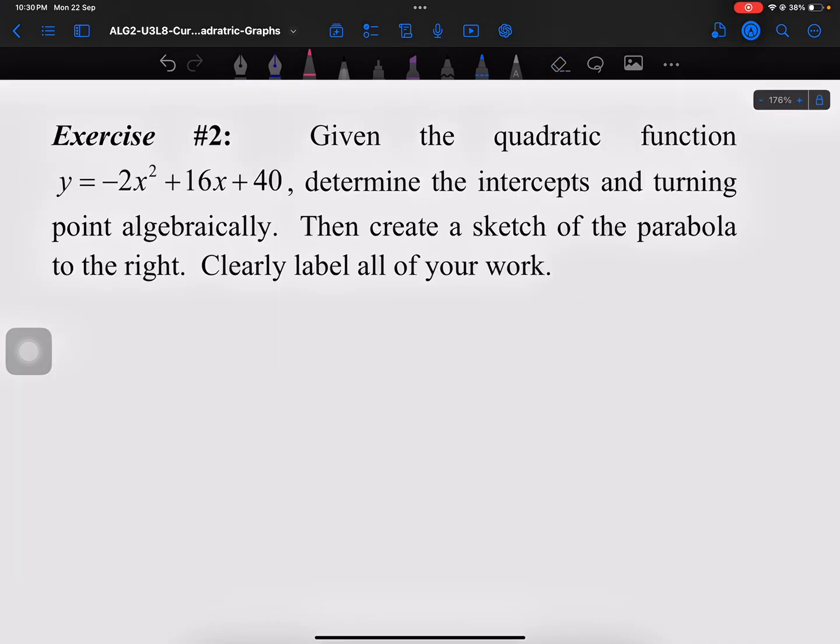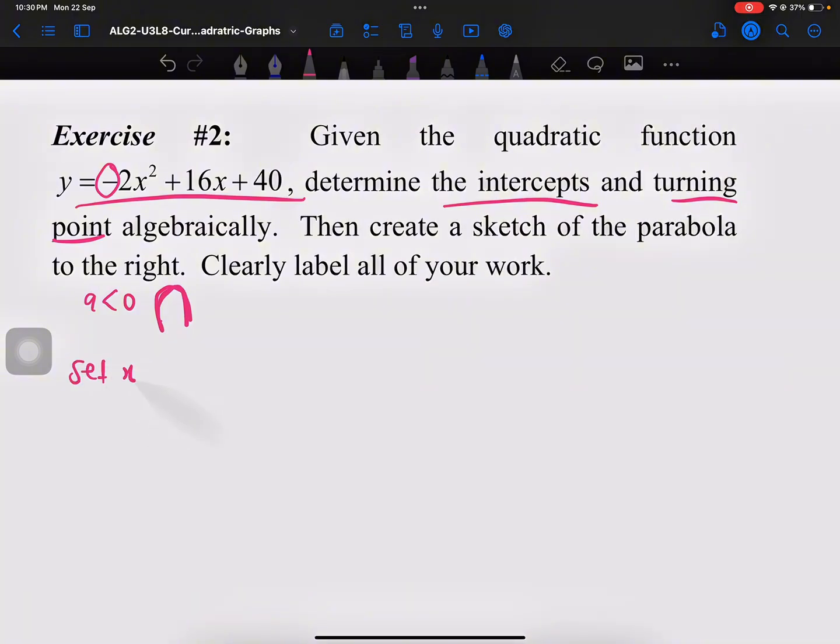Next, we have this equation. First, you need to know that when you see a negative a, which is a less than 0, you get a sad graph: the parabola opens downward. The question asks us to determine all the intercepts and the turning point. Same steps. First of all, set x to 0 for the y-intercept.